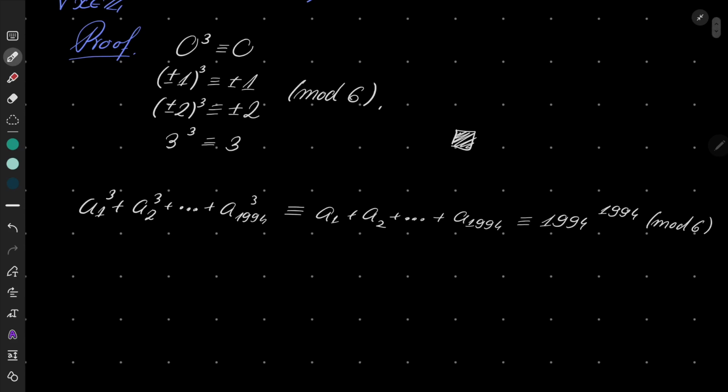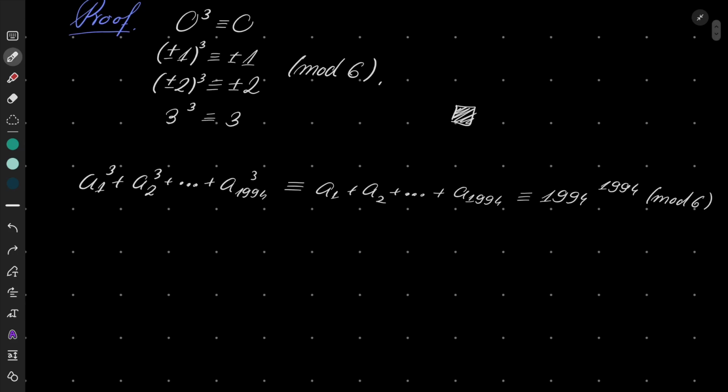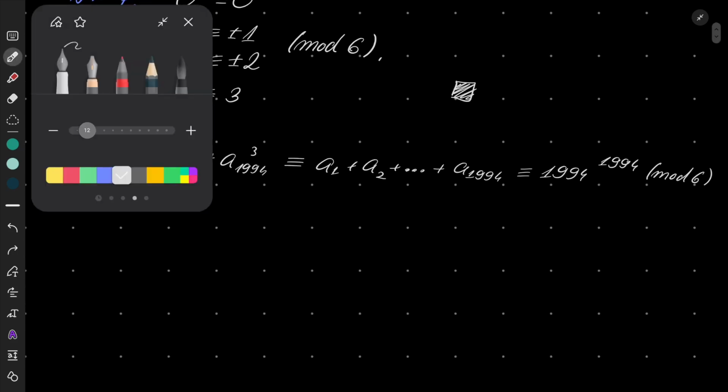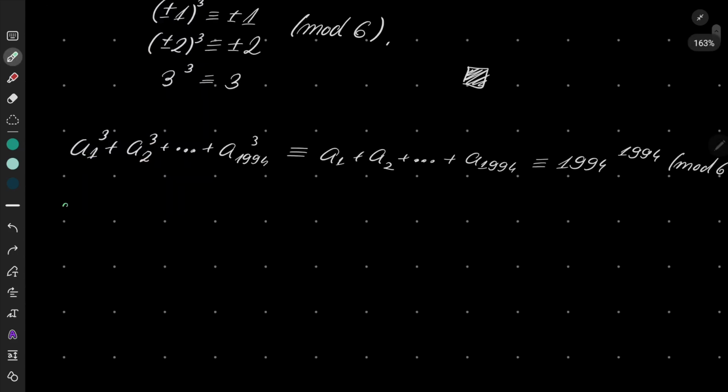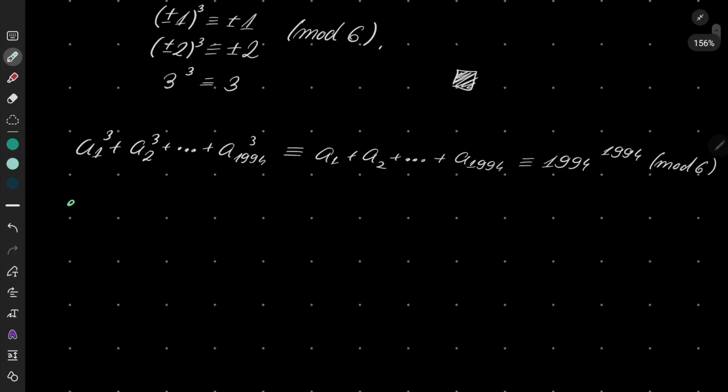Okay, and now to find this remainder, I will consider my number separately modulo 2 and modulo 3. Modulo 2 is pretty easy. Why? Because 1994 modulo 2, well, it's obviously 0, because this number is obviously even.